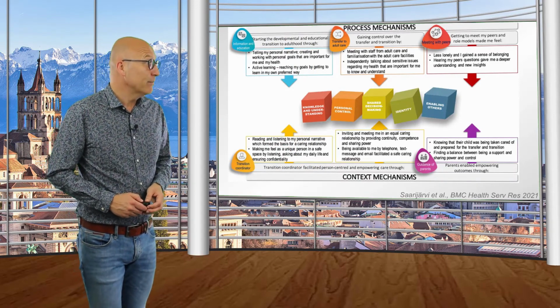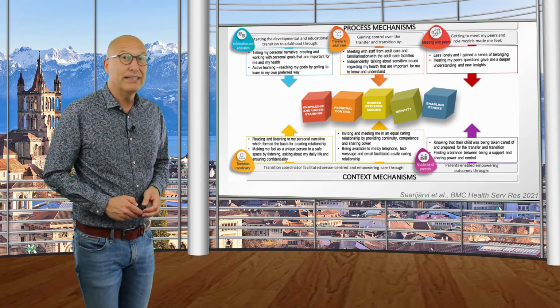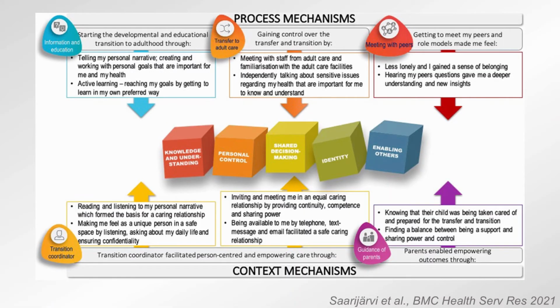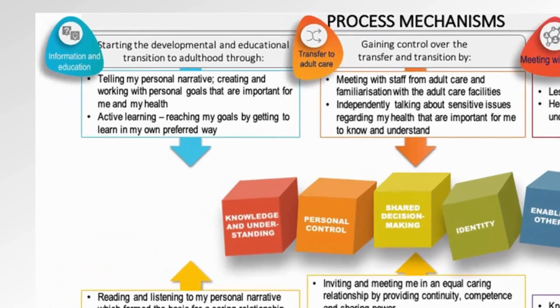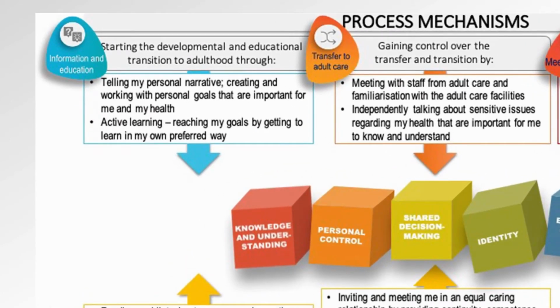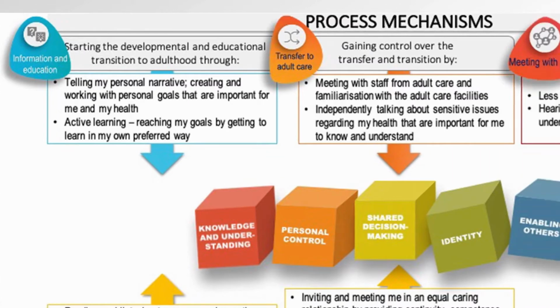Then the mechanisms of impact. This is explained in this figure. Here we could see that the information and education that was provided really helped them in their development and in achieving the transitional goals that the patients had. The transfer to adult care: they felt control over their condition because everything was well prepared, and meeting the staff of the adult care was done beforehand, so it was not an abrupt change for them.